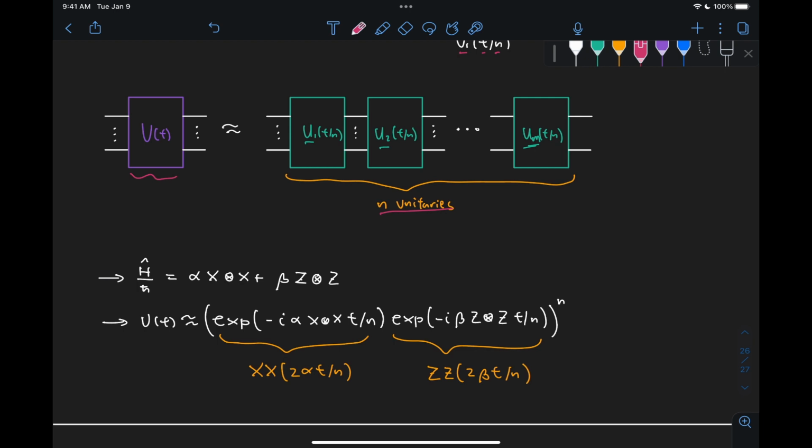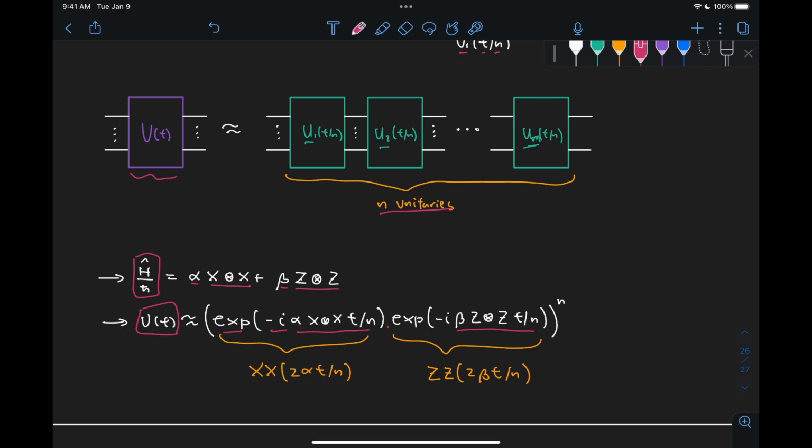We're told that H over h bar is alpha times the tensor product of X and X plus beta times the tensor product of Z and Z. So we're going to do the exact same thing. To compute this U of t, we just need to apply Trotterization. We're going to do the exponential of minus i times the first term of the summation in the Hamiltonian we're given, times the exponential of the second term.